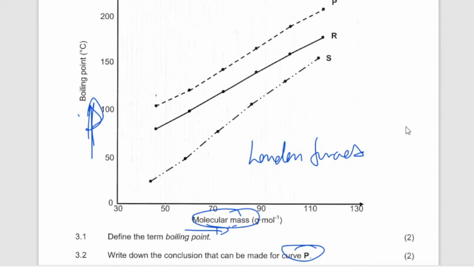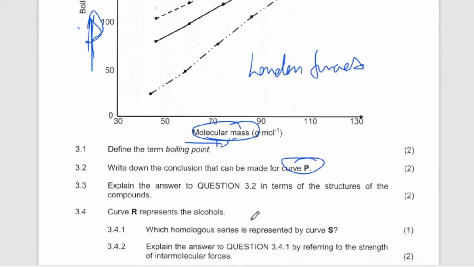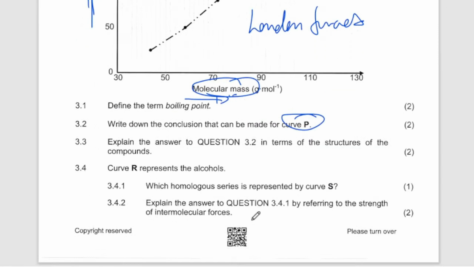You understand? So that's how we're supposed to explain, talking about London forces increasing the boiling point because of the high amount of energy which will be required to break those bonds. Then you get it. Yes.